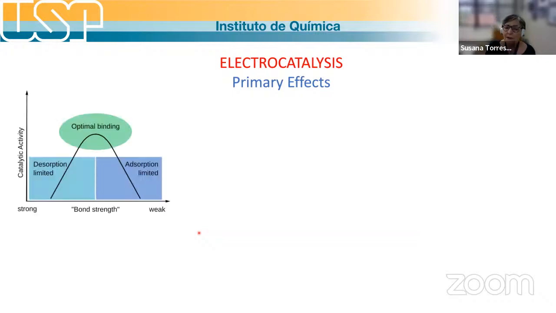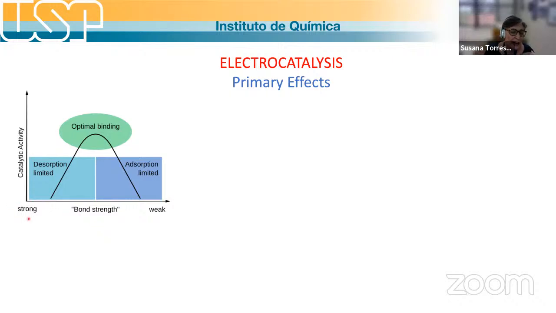When we speak about the primary effects, we have to introduce one of the most important plots that we have in electrocatalysis, what we call the volcano plots. In practically most papers in electrocatalysis, you have, for example, sometimes a volcano plot. It's a plot that defines the catalytic activity of, for example, a metal for a specific reaction as a function of the bond strength of the adsorbate.